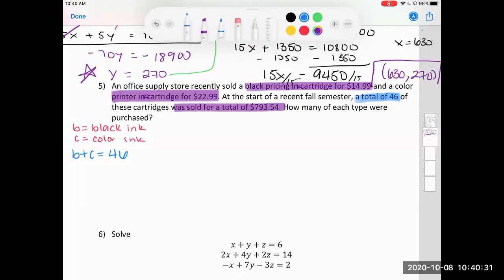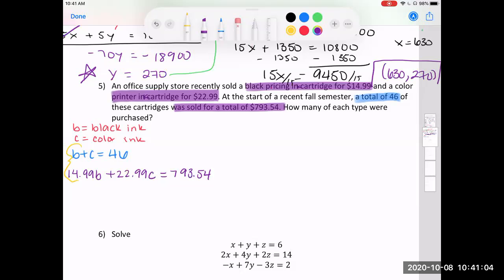So let's write an equation with that information. So if I have $14.99 of the B plus $22.99 of the color, my total is $793.54. Okay, we now have our two system of equations. We've done it. We did probably the hardest part. Now we just need to go ahead and solve it like we usually do.